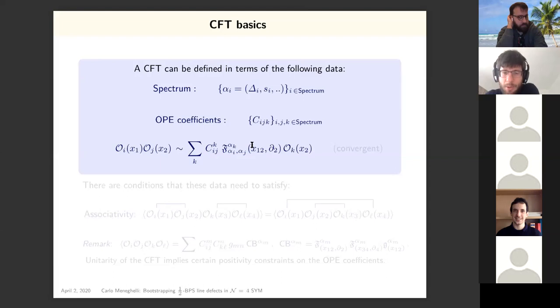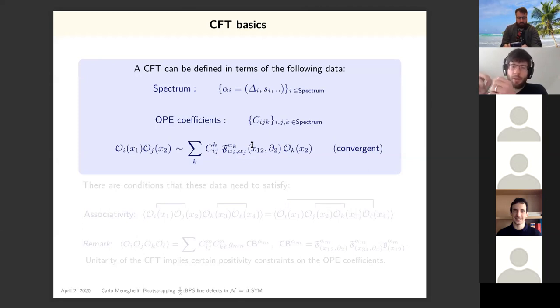And what is remarkable is that this sum here is convergent. So we can replace a product of operators by things linear in the operators, and this has quite a big radius of convergence. The radius of convergence depends on where the other operators in the correlator are situated. But what this means is that you can always reduce an n-point function to a lower-point function, down to the three-point function, which is fixed up to the OPE coefficients by conformal symmetry. So with this data, you can, in principle, reconstruct completely the correlation function in the CFT.